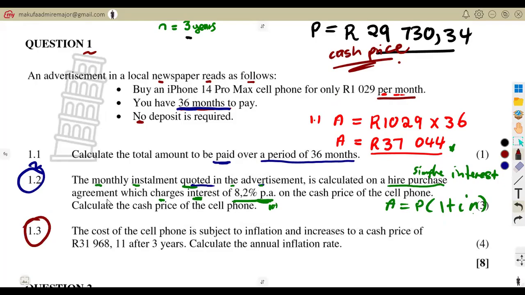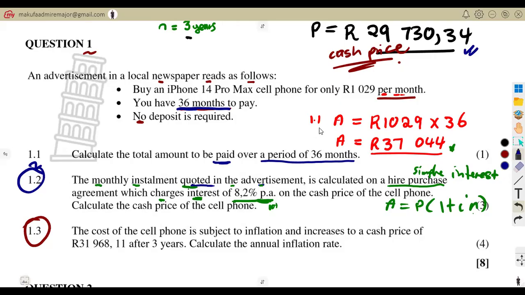1.3. The cost of the cell phone is subjected to inflation. What is the cost of the cell phone? The cash price. The one that we are given, the cost, the cash price. So they're saying, because this is where we do not have any interest. Remember, principal is the starting amount. This is the amount that you start. You're saying the cell phone is supposed to be sold at this price.